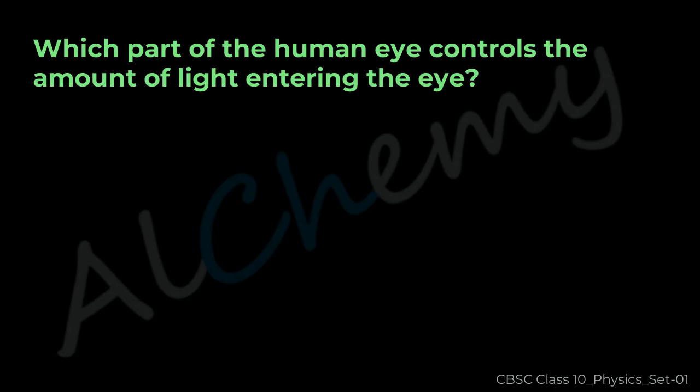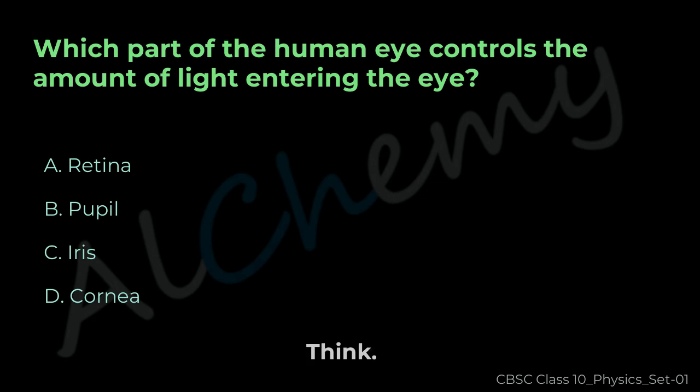Positive. Question 12. Which part of the human eye controls the amount of light entering the eye? A. Retina. B. Pupil. C. Iris. D. Cornea. The correct answer is C. Iris.